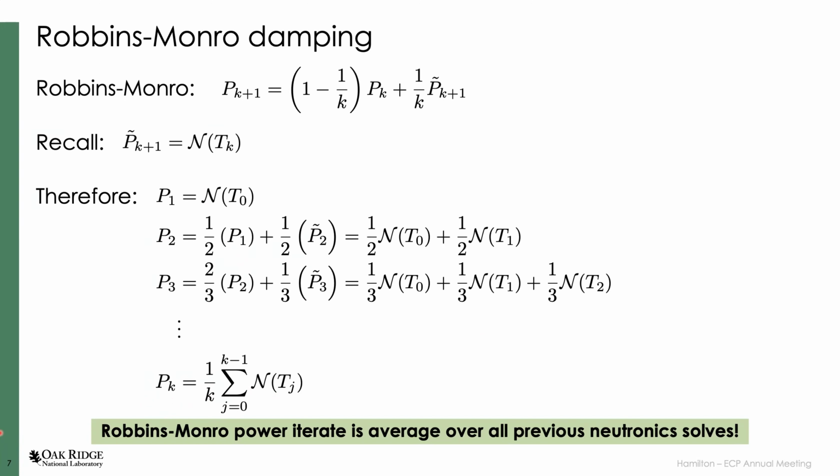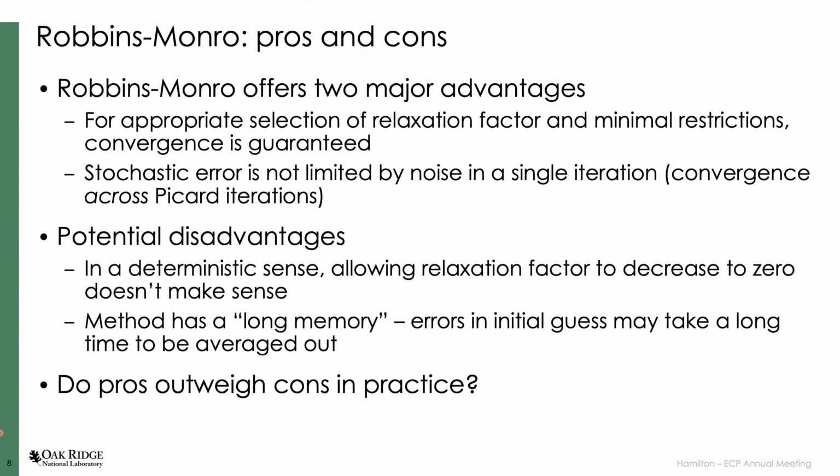It feels weird because solutions that were done when your temperature was not converged are being given the same weight as these new ones that presumably have a more converged distribution. So there are some pros and cons to this method, and the point of this study is just to evaluate whether or not this makes sense in practice.